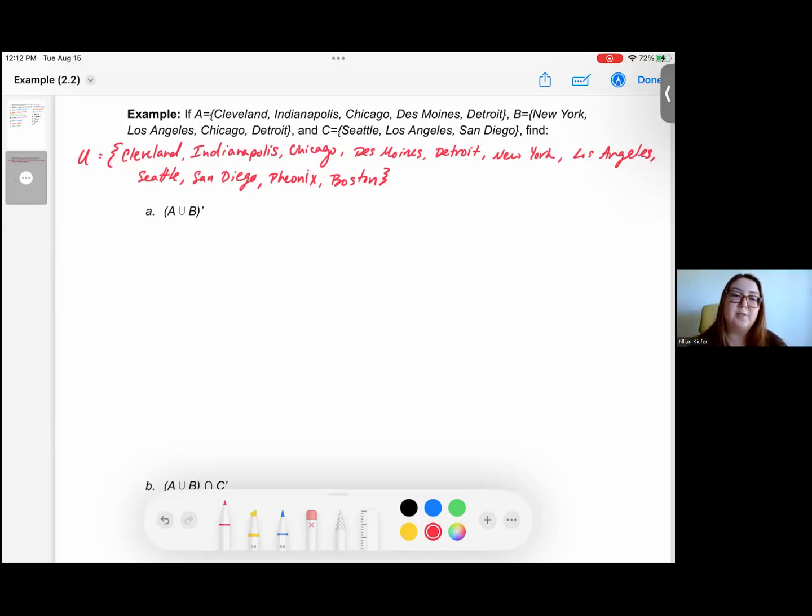All right. So starting off with part A, A union B complement. What we're looking at here is A union B, and then everything within the universal set that is not in A union B. First, we need to know what A union B is. It's everything in A and everything in B and everything in both. A is the bigger set, so we'll list everything in A first, and then go from there.